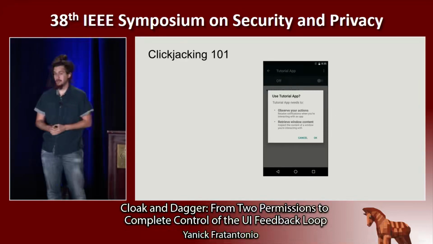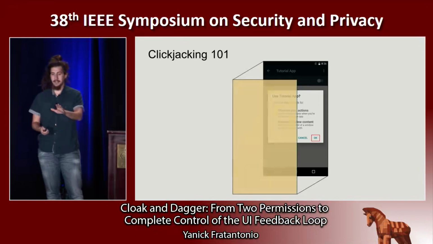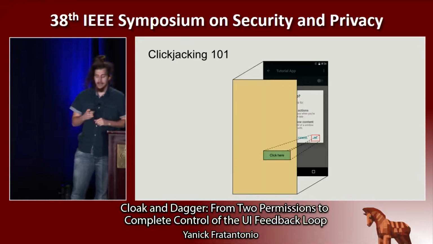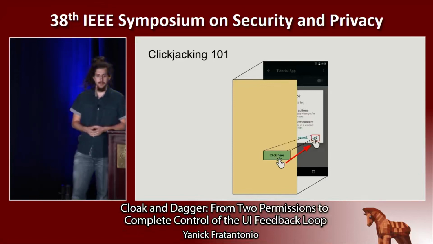What I'm going to present now is already known. The goal of the attacker is to lure the user to click on the OK button, this guy. What the attacker does is to create an overlay on top, and then he creates a button in a way that when the user clicks on it, the click actually goes through and clicks on the OK button. After which, for example, in this case, the application has the accessibility service enabled.